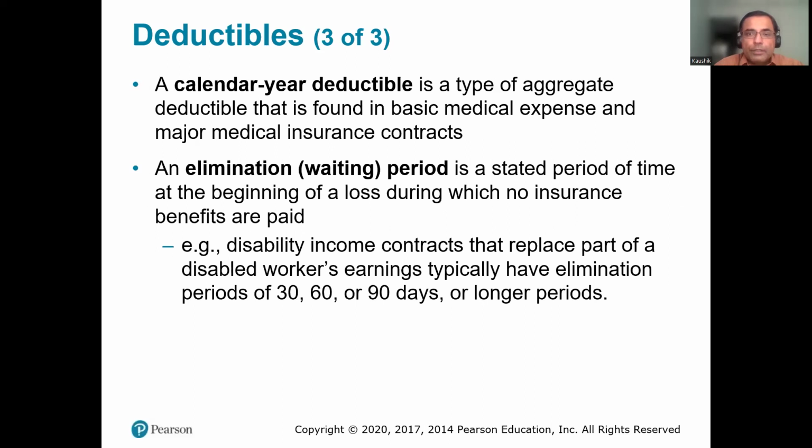Calendar year deductible is a type of aggregate deductible, and it is mostly used in health insurance. There is also another type of deductible called elimination period. Once a loss occurs, there is a certain time period during which no insurance payout happens. So the idea is the customer will take care of loss related expenses for a certain period of time, after which the insurance company will pay out.